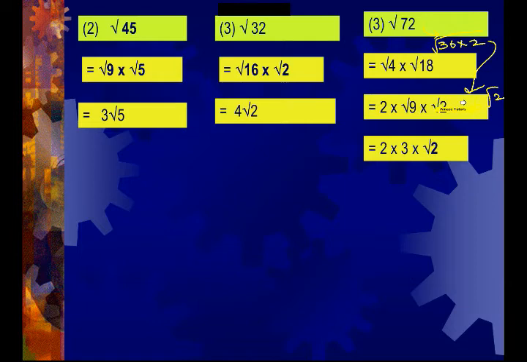I have directly written here 6 root 2. So you can split as 4 and 18 or directly as 36 and 2. Whichever comes to your mind, but make sure that you simplify as much as possible and your answer should be in the simplest form. This is the final answer for root 72. Next one.